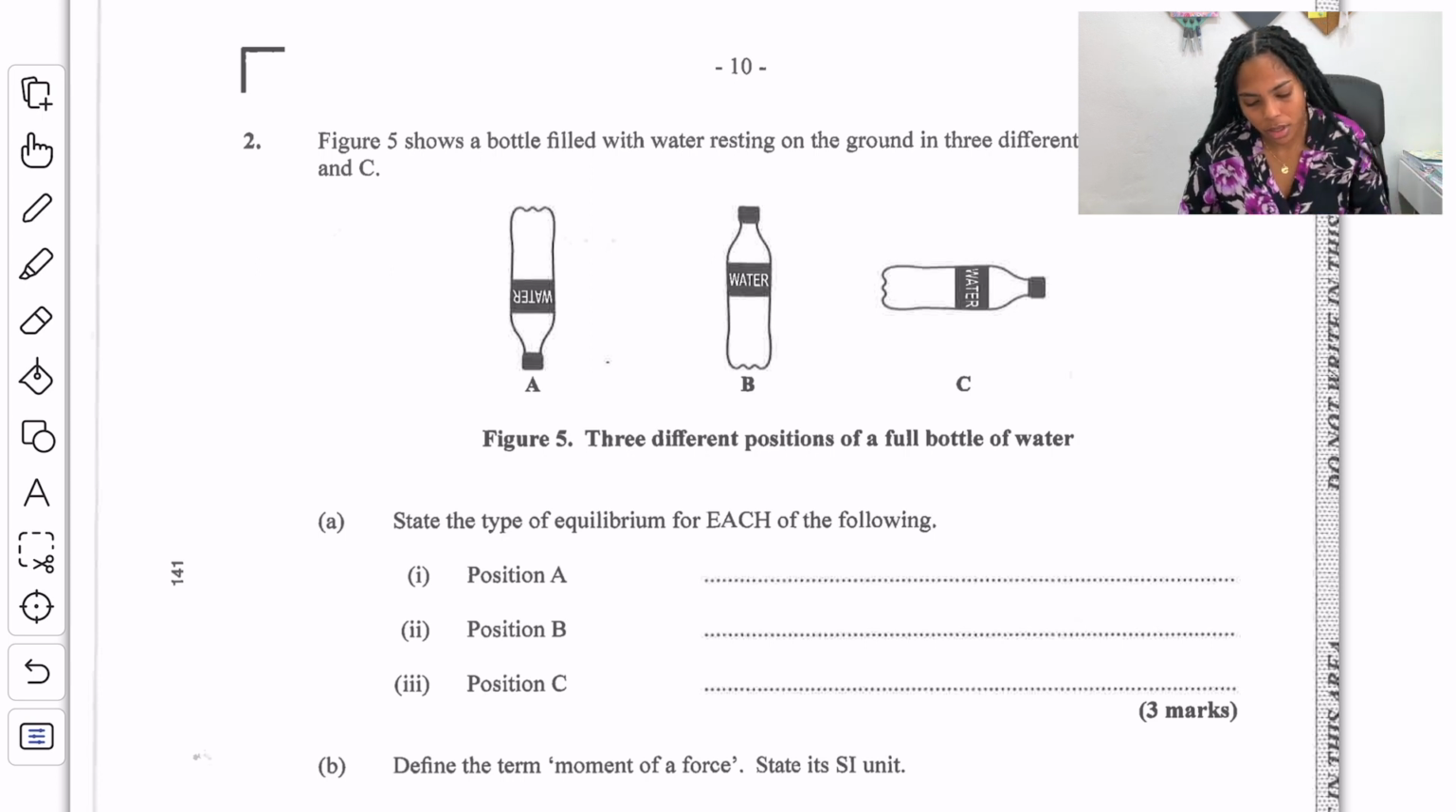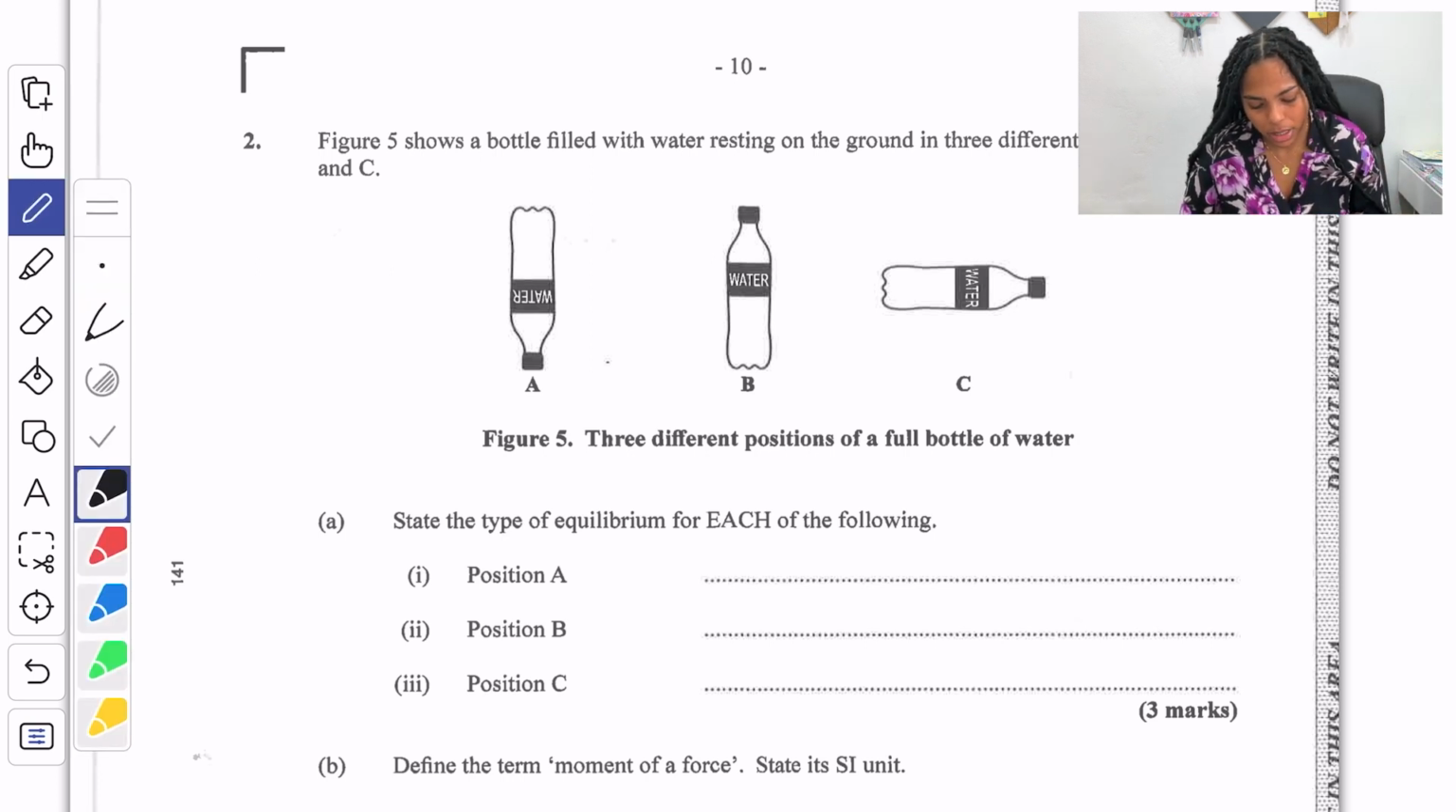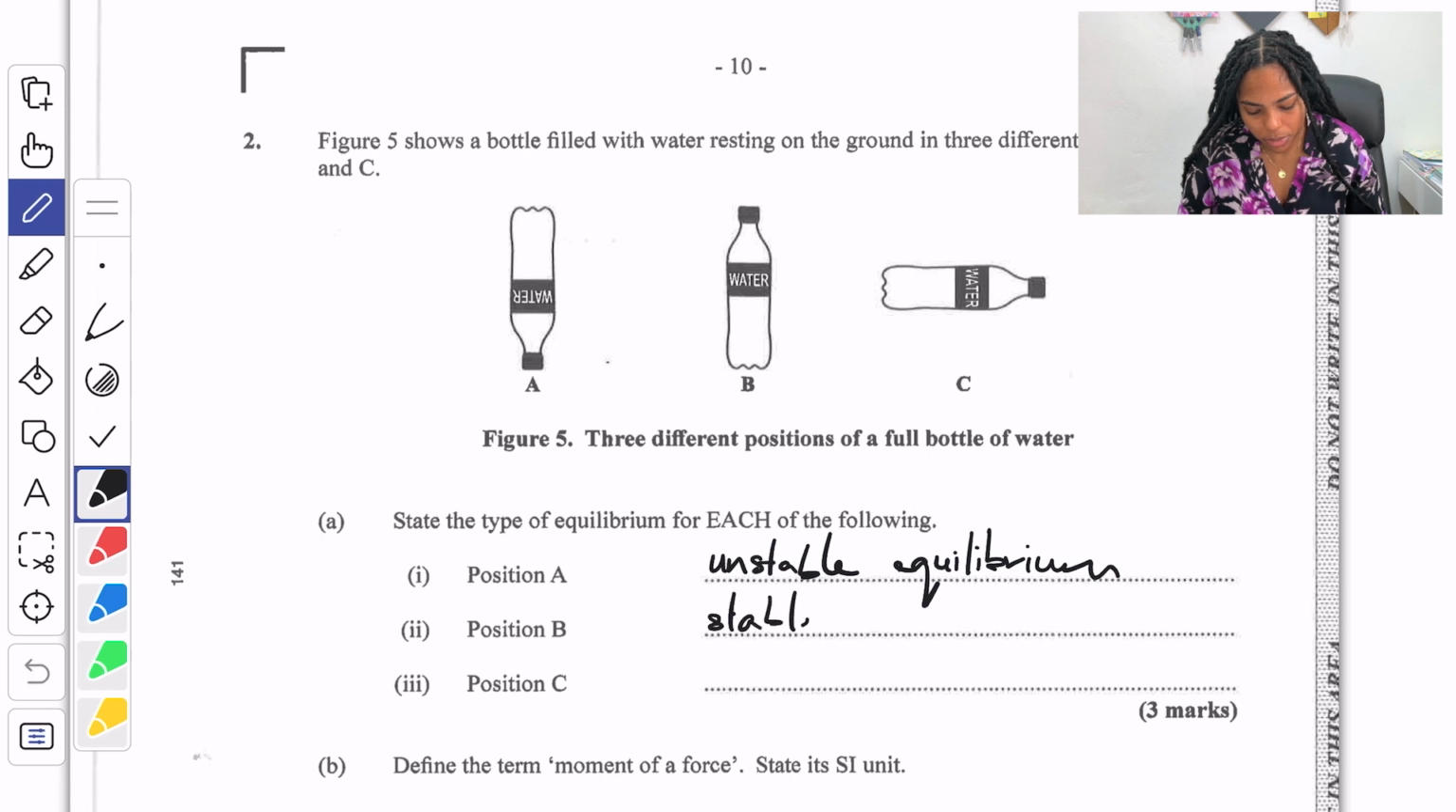So A is unstable equilibrium, B is stable equilibrium, and C is neutral equilibrium.